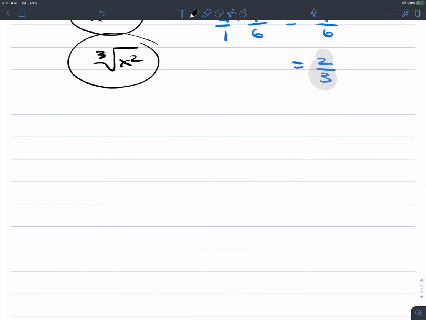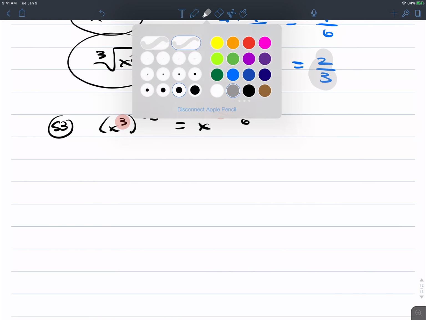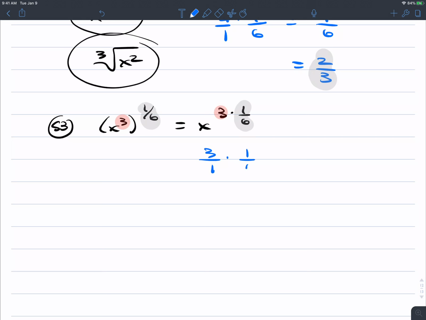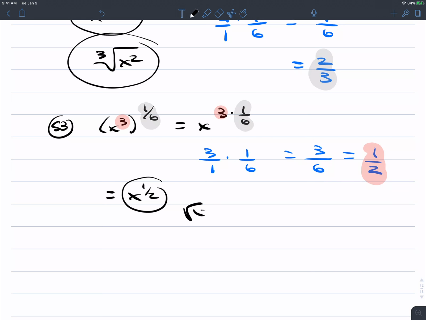Okay, so it's arithmetic with fractions. Fractions never leave our lives. This is x to the what? Is that 3 times 1/6? Here's a 3. The next fraction is 1/6. So the work will be 3 over 1 times 1 over 6, which is 3/6, which is also known as 1 half. This is our new power. This is equal to x to the 1 half, or square root of x as a radical. Written as a positive power, written as a radical.